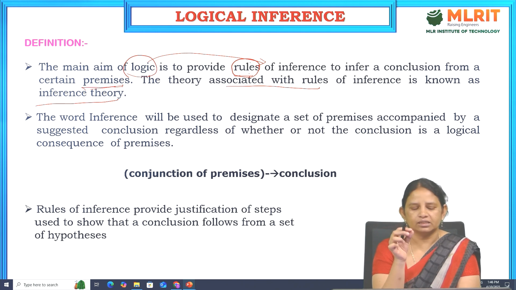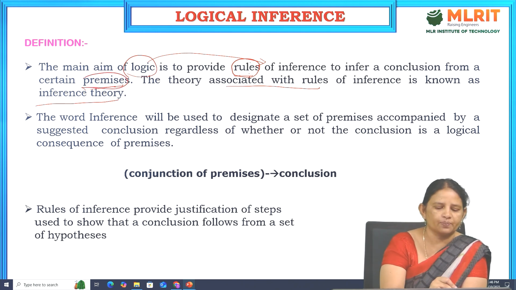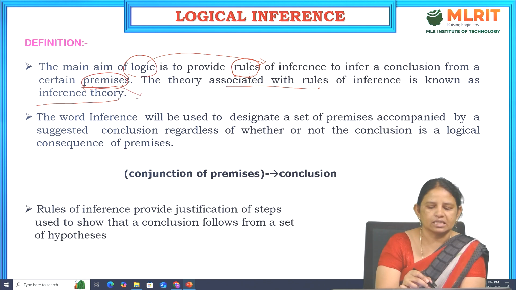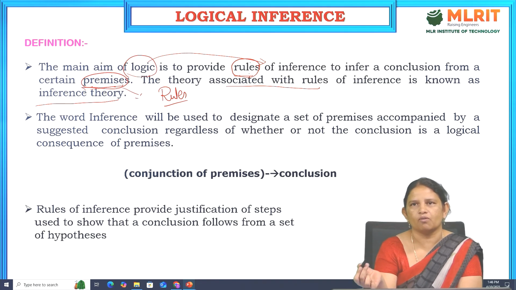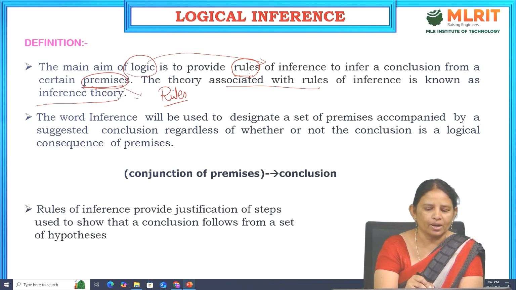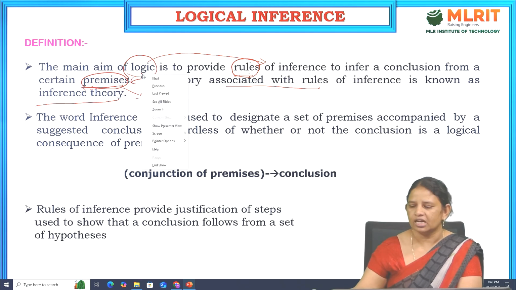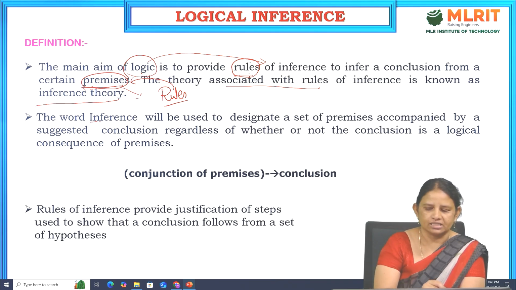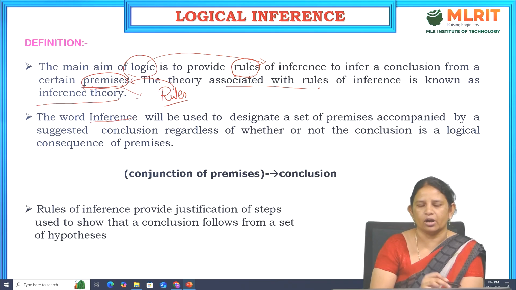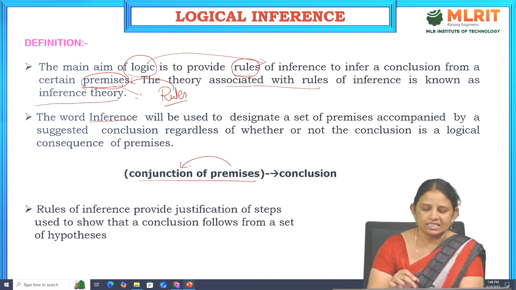Now, here the term premises. What is meant by premises? Premises are some rules. What type of rules? That may be equivalence laws, identity laws, or associative law, whatever the rules. We are going to apply the rules to the logic to derive the conclusion. Then it is called a logical inference. The inference can be derived by applying the set of premises. These premises are a conjunction of premises.